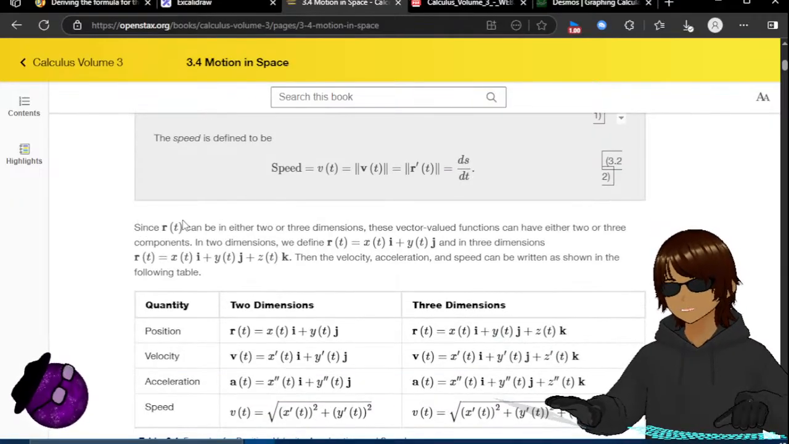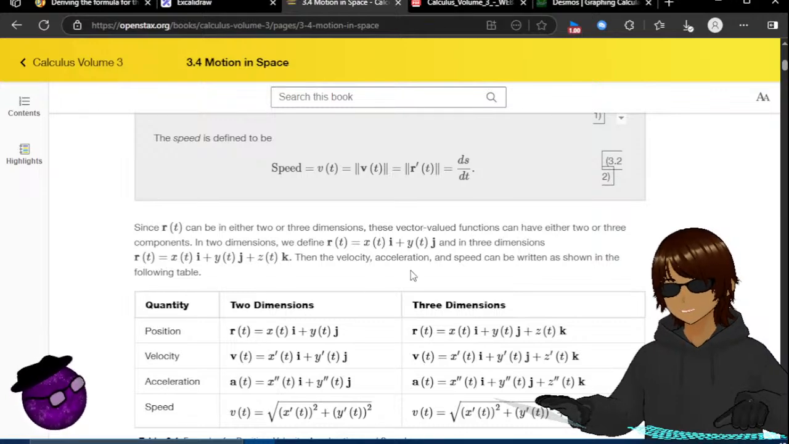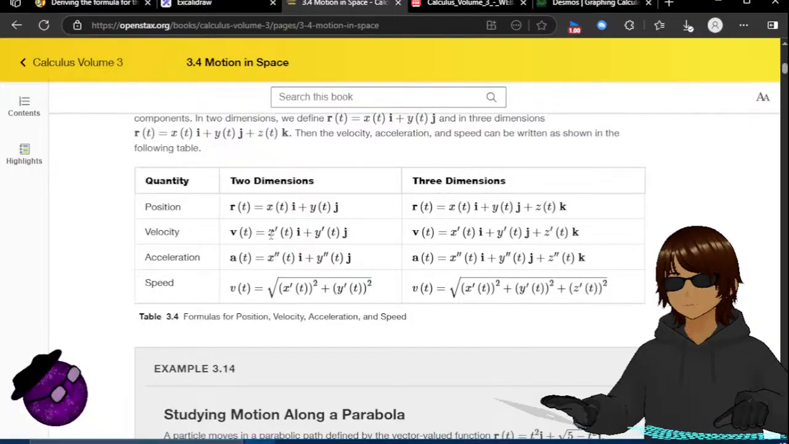Since R can be in either 2 or 3 dimensions, each vector valued function can have either 2 or 3 components. In 2 dimensions we define R like this and in 3 dimensions like this. Then the velocity, acceleration, and speed can be written as shown in the following table.